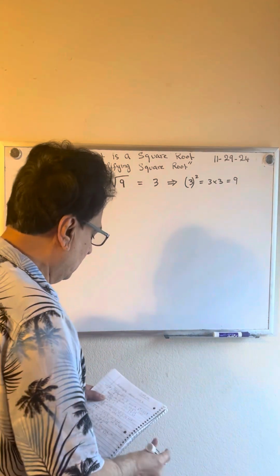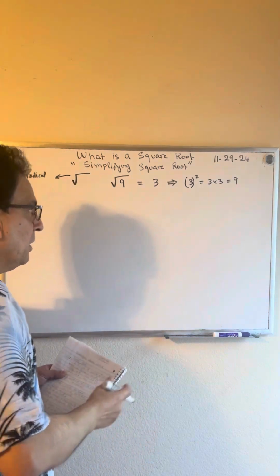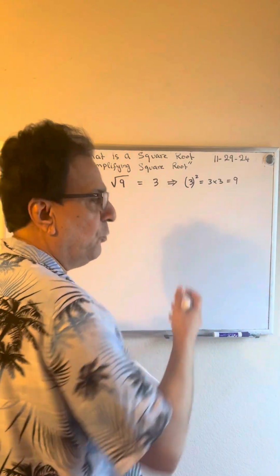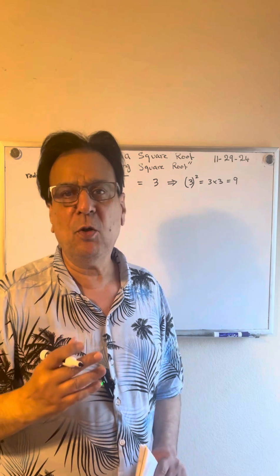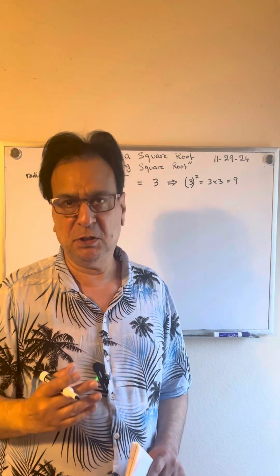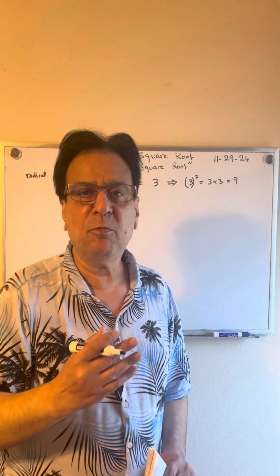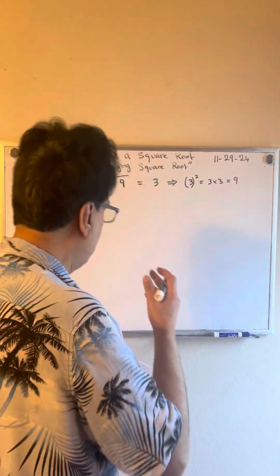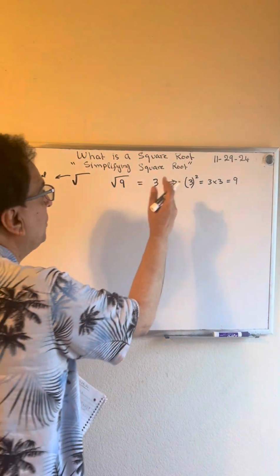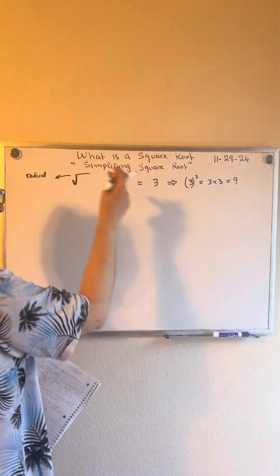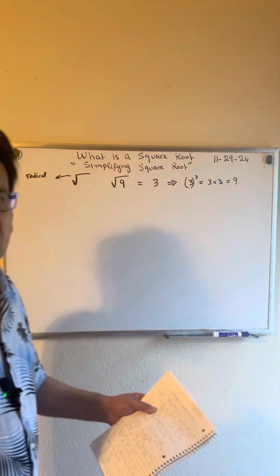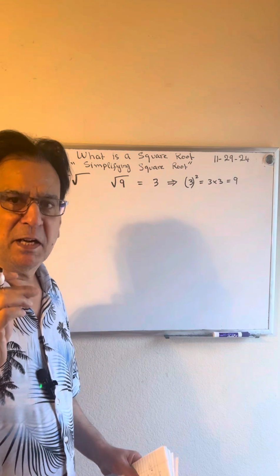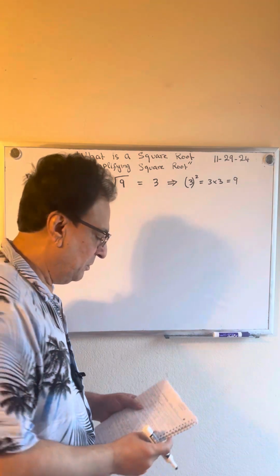For example, the opposite of addition is subtraction. The opposite of multiplication is division. And the opposite of square is square root. Simple as that. If you can remember that, you will ace your exam.